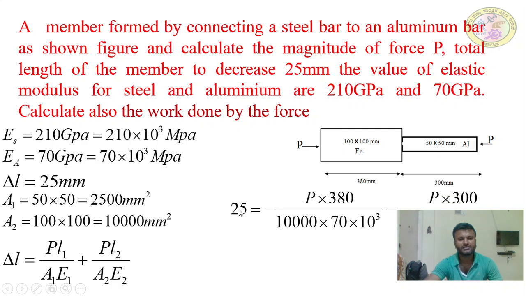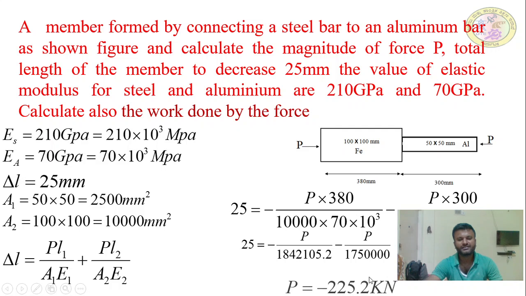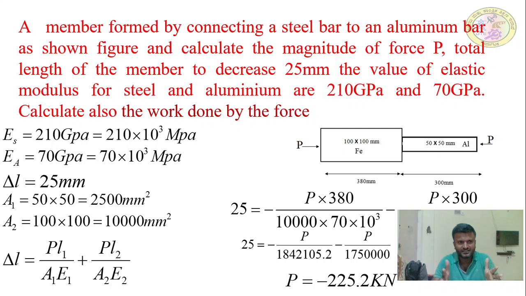Substitute here. Delta L is equal to 25, and since the force applied is compressive, there is a minus sign. P is unknown here, and the length is 380 mm, divided by A, which is 10,000 into 70 into 10 to the power of 3, minus P into 300 divided by 2500 into 210 into 10 to the power of 3. So what is the value of P? P is equal to 225.2 kilonewton. The minus sign represents only the compressive force. Instead of elongation, the 25 mm is a decrease in length. That is what the minus sign indicates.